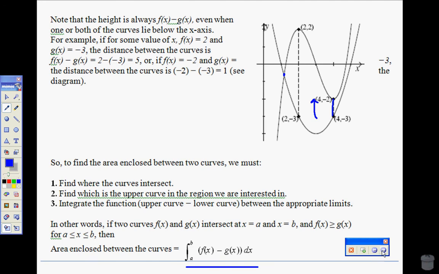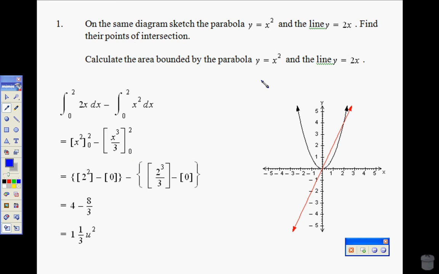So let's have a look at a question. We've got to draw y equals x squared and the line y equals 2x, and find their points of intersection. Solving them simultaneously, we find that their points of intersection are the origin, 0, 0, and 2, where the y value would be 4. But we're really worried about the 2.